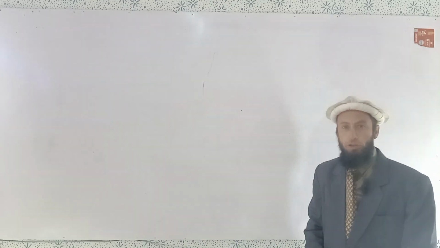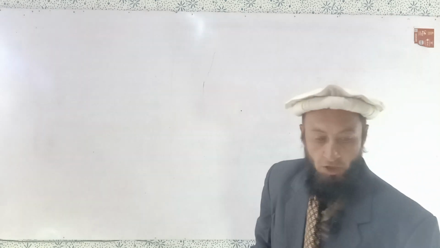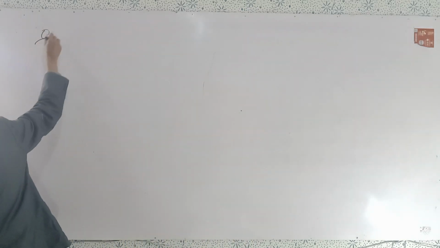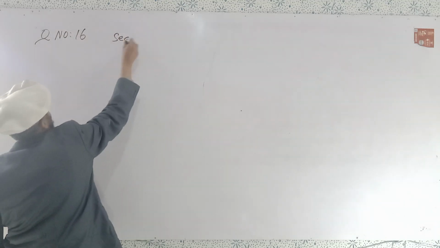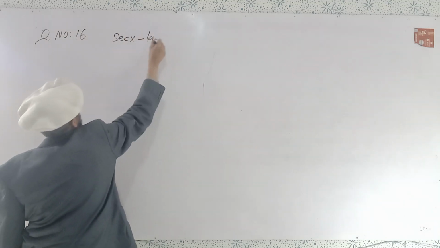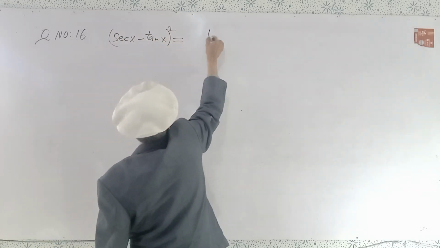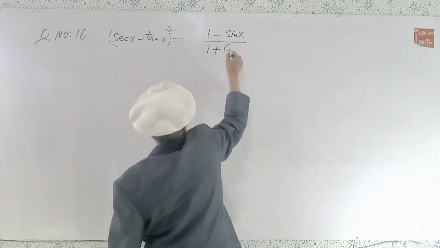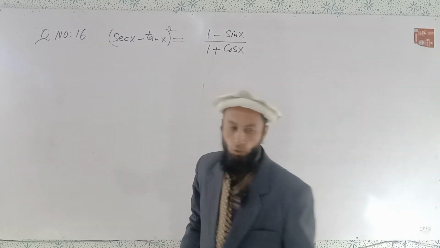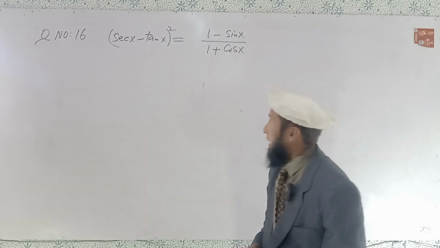Today we have a new trigonometric proof. Let's start. Question number 16: (secant x minus tangent x) whole square is equal to (1 minus sine x) divided by (1 plus cos x). This question is very important for your future life.